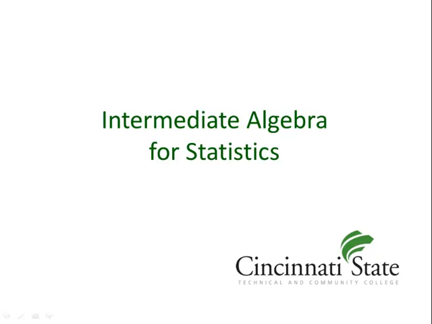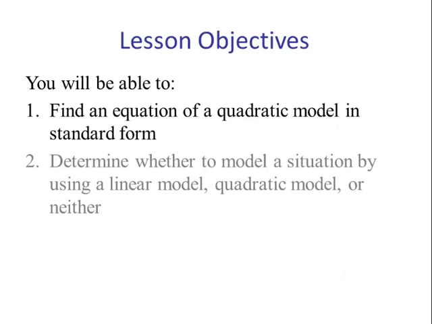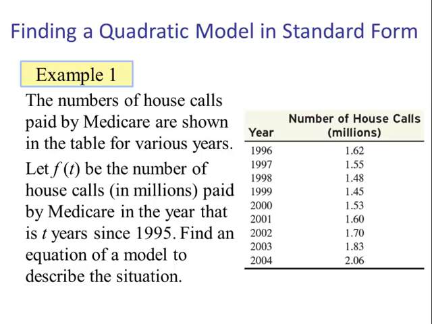Intermediate Algebra for Statistics, Finding Quadratic Models. Lesson objective: find an equation of a quadratic model in standard form. Example 1. The number of house calls paid by Medicare are shown in the table for various years.